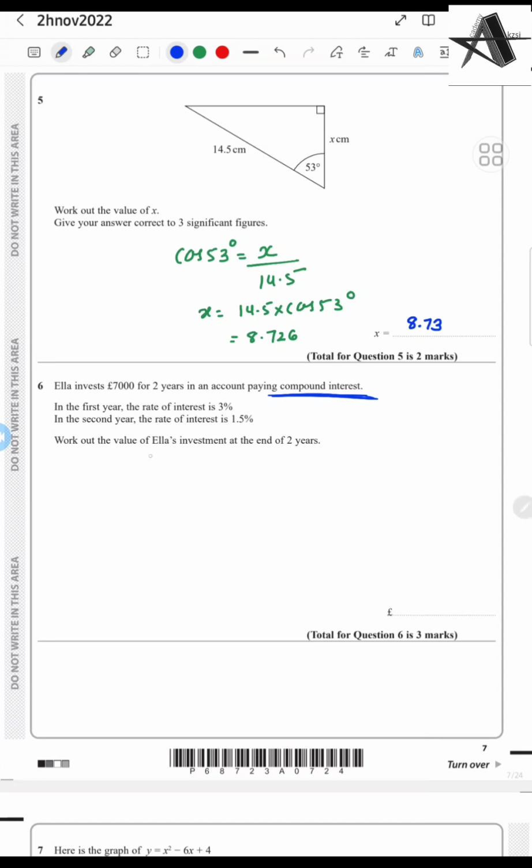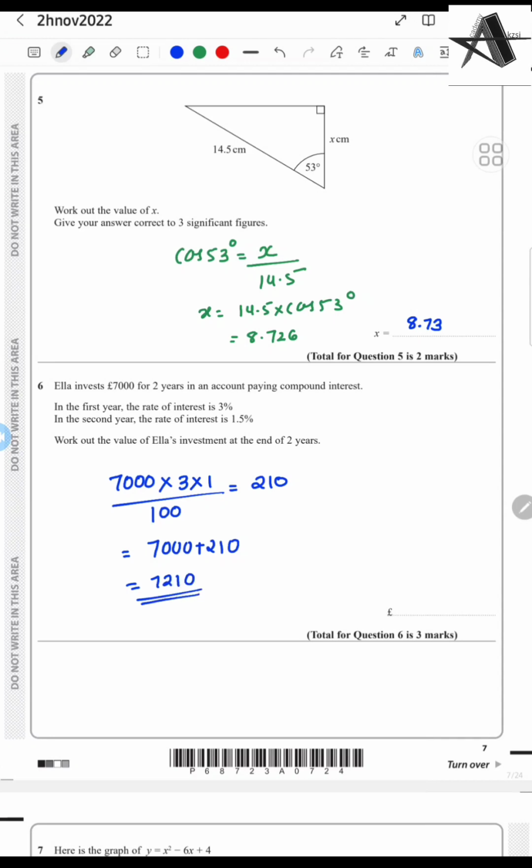So we know after the first year, if this was the initial amount 7,000, then 3% after the first year would be 210. If it's 210, that means just add it up. At the end of the first year, this will be 7000 plus 210, which is 7210. This is the end of the first year.